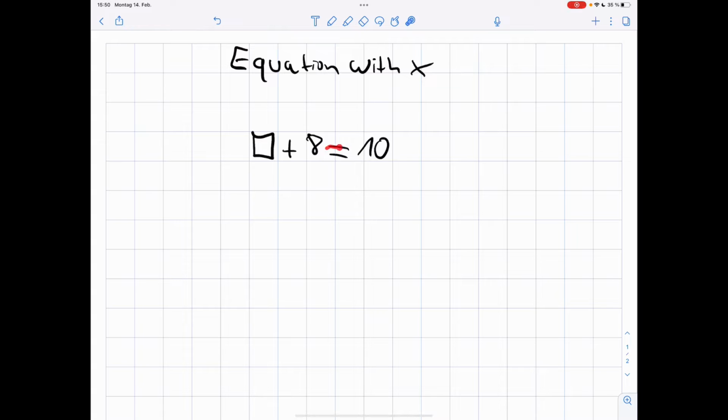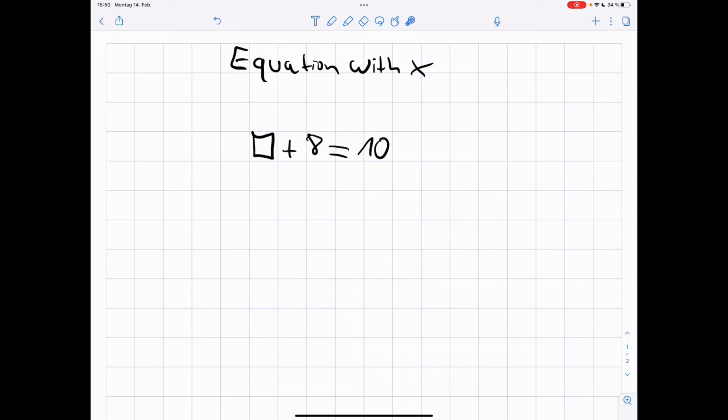So in an equation, the left side should always be equal to the right side, yeah? And of course, this is with reference to numbers. So there should be the same number here. Number equals number, a specific number.